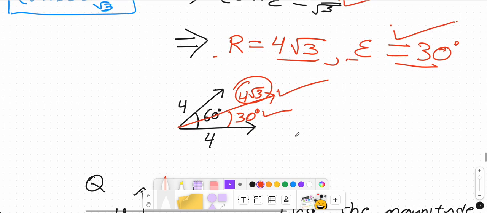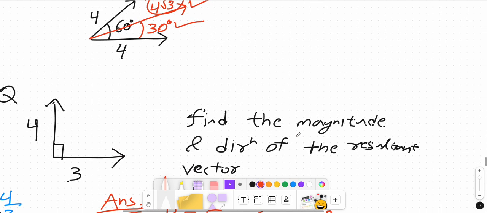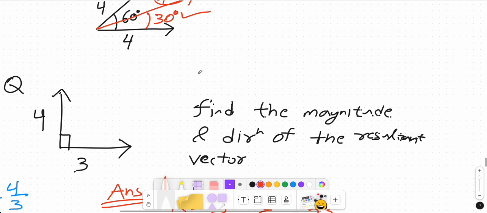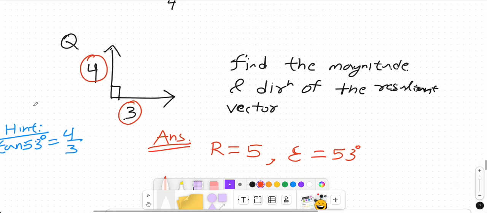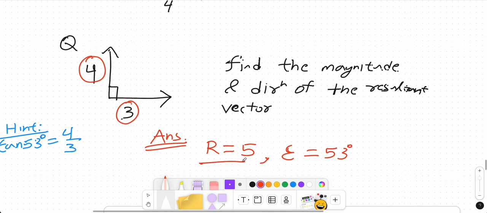Pause the video and solve it. This is the question. Find the magnitude and direction of the resultant vector. You have two vectors, one has magnitude 3, another has magnitude 4. Answer I am giving you, I am not solving it. The magnitude of the resultant is 5 and epsilon is 53 degree.